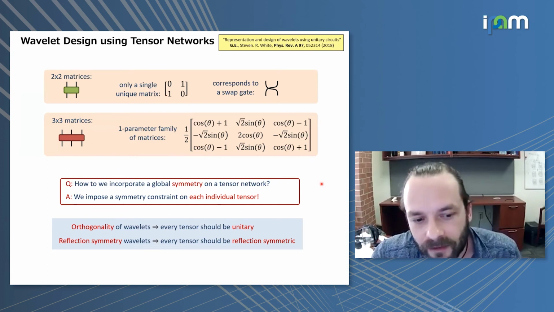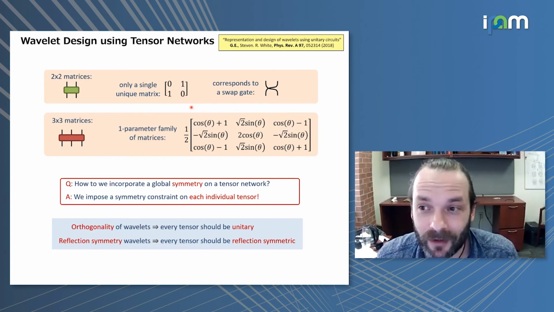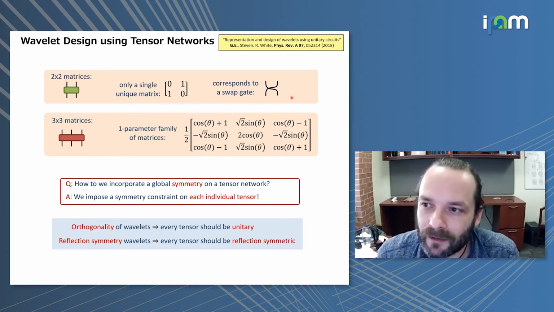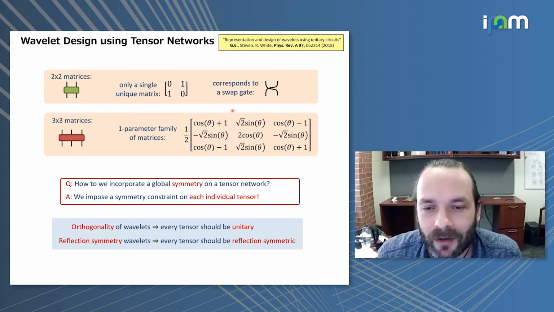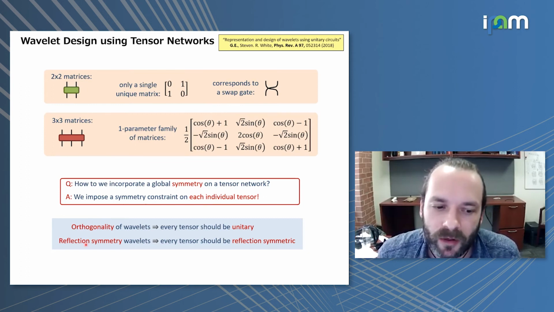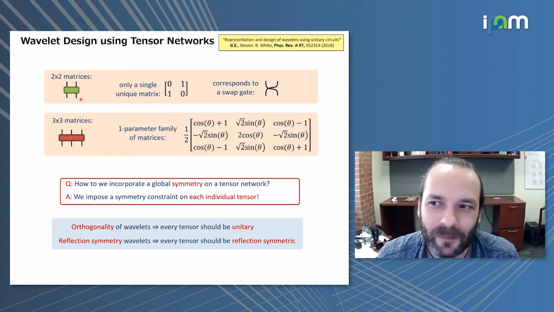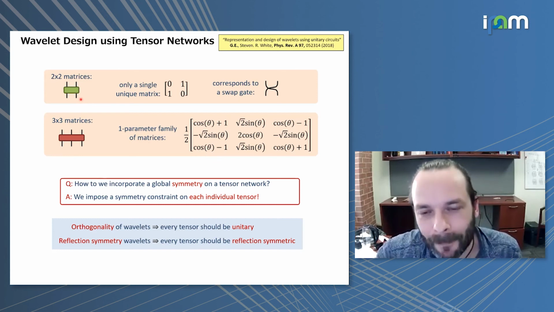So we want orthogonality and reflection symmetry. If I have a 2x2 matrix, there is only one non-trivial example that satisfies these two constraints. It's a swap gate. If I have a 3x3 matrix, however, there is a one parameter family of these matrices which are both orthogonal and preserve reflection symmetry. Okay, so this is why we wanted to do a ternary circuit with these 3x3 matrices, to have these degrees of freedom that we can work with. If we're just doing 2x2 matrices, this is impossible.